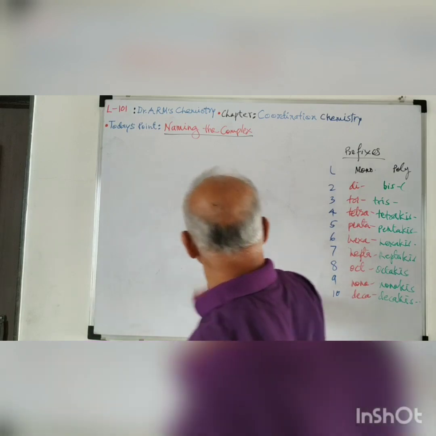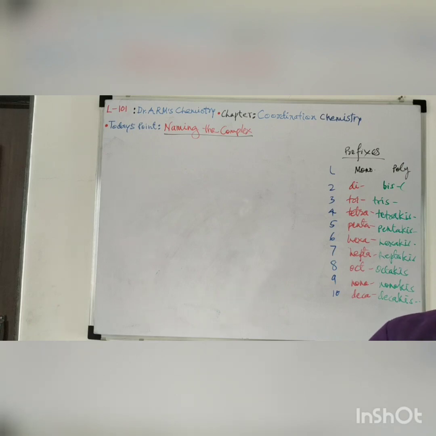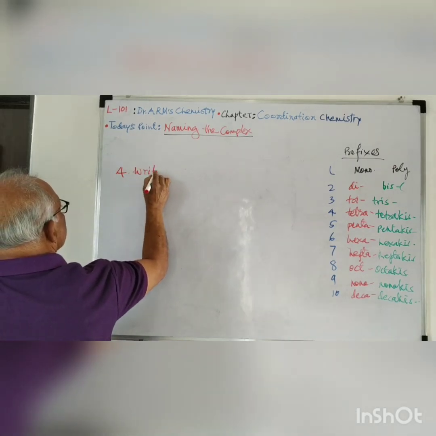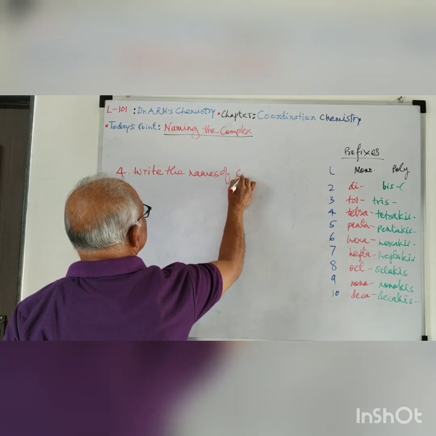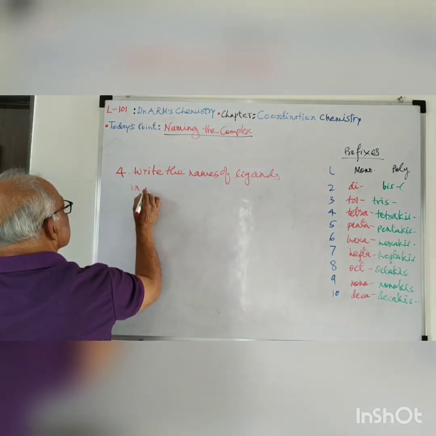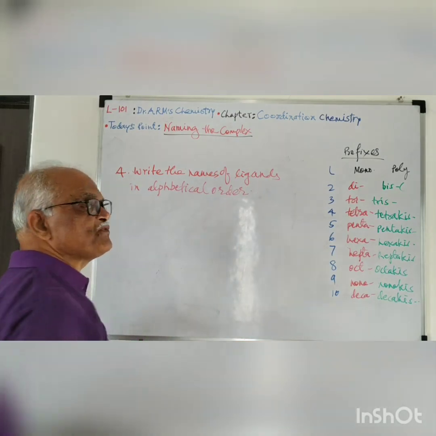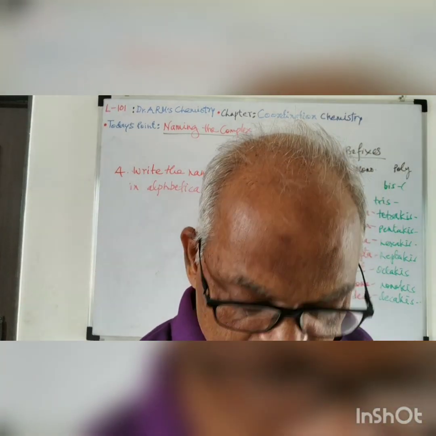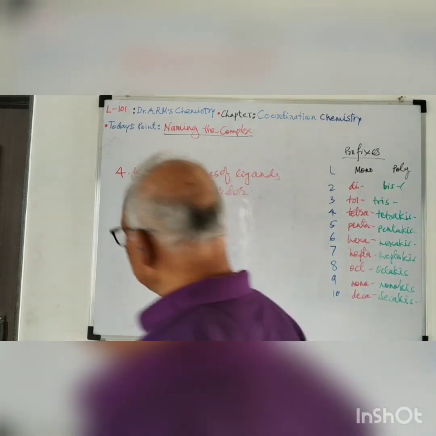Then the next rule, fourth: ligands are generally written in alphabetical order. So write the names of ligands in alphabetical order. We have to follow this alphabetical order while naming the ligands. We will take a specific example like this.